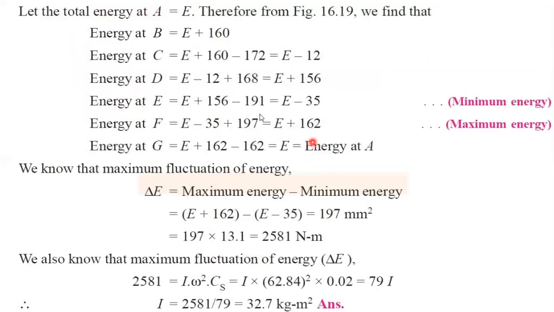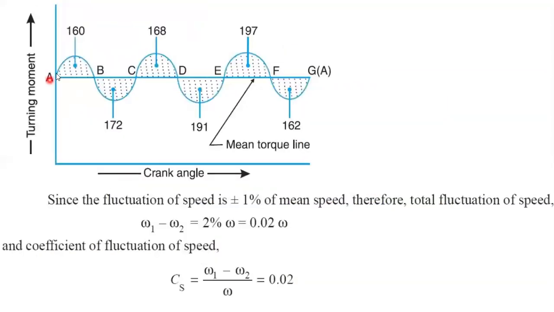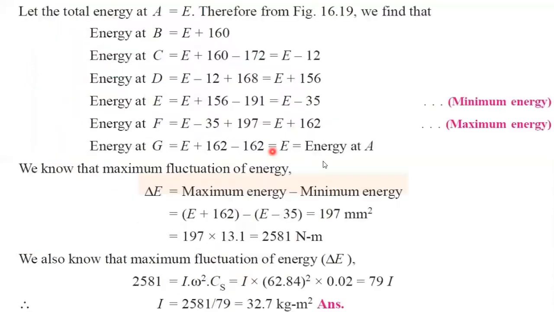Now determine the energy value, as we saw in the previous problem. At first point A, you assume the energy as E, and for point B, E plus 160, then E plus 160 minus 172. Likewise, you will be calculating, and at the end you will be having the same energy whatever we assumed at A. So at point G we will be getting energy as E. So whatever we have done is correct.